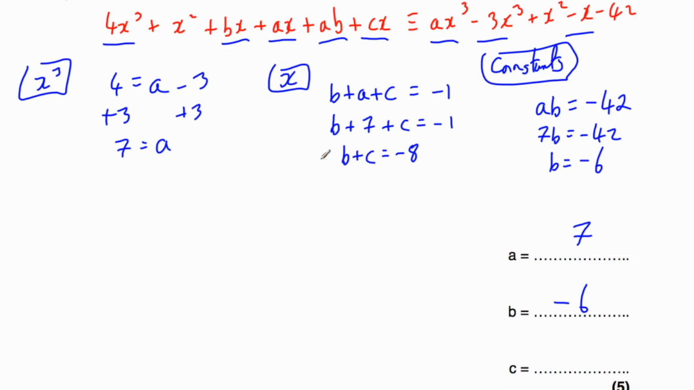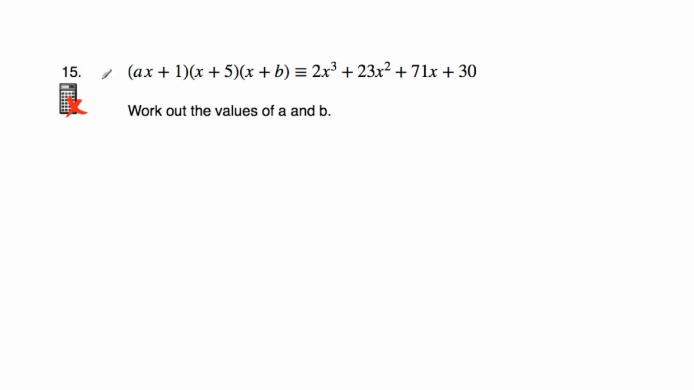And then if we go back to this one where we had b plus c is equal to minus 8, if b is equal to minus 6, we're going to get minus 6 plus c is equal to minus 8. So if we add 6 and add 6, we're going to get that c is equal to minus 8 plus 6, which is minus 2. So c is equal to minus 2. So we've got the values of a, b, and c. a is equal to 7, b is equal to minus 6, and c is equal to minus 2. And that's it.